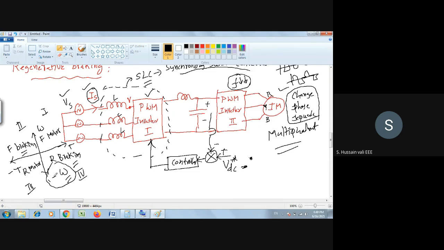So the omega becomes now minus omega. So it means either now you can operate in the third quadrant or you can operate in the fourth quadrant. If it is in the third quadrant, same thing. You don't do anything except reversing the phase sequence. Then the power comes from the source to the load.